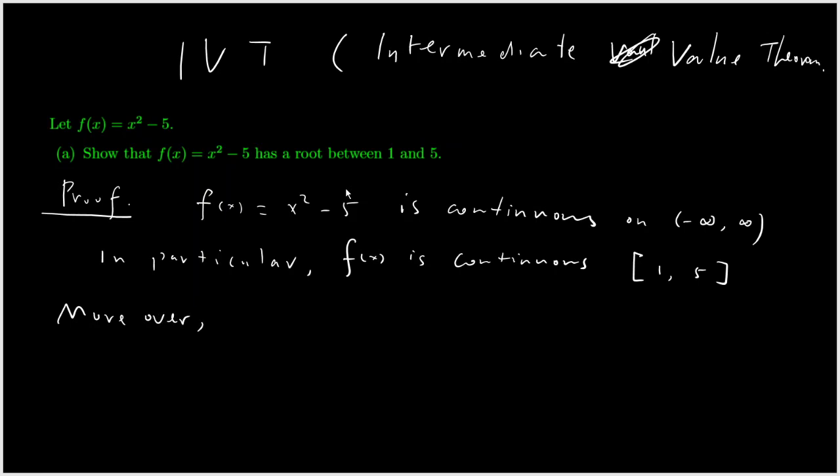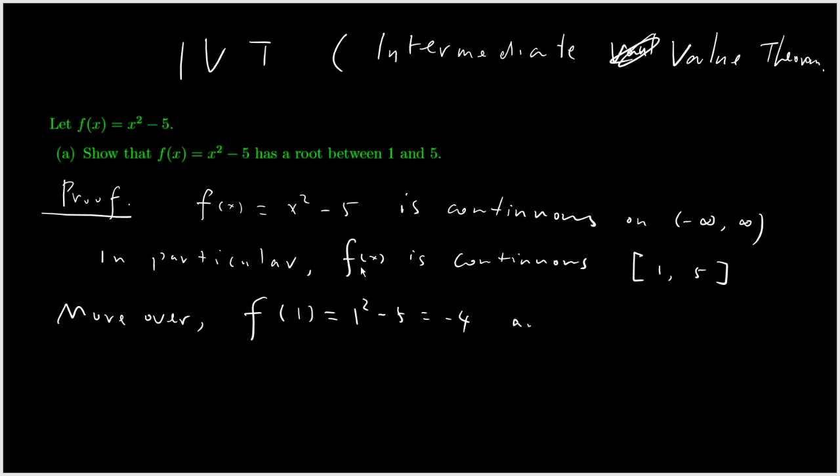the other condition you have to check is that the values of the function at the two endpoints, at 1 and 5, have different signs. One value is positive, the other is negative. It doesn't matter which one is positive, which one is negative. Okay. Moreover, we evaluate the function at 1 first. The function is x squared minus 5. The value of the function at 1 is 1 squared minus 5, which is 1 minus 5, negative 4.